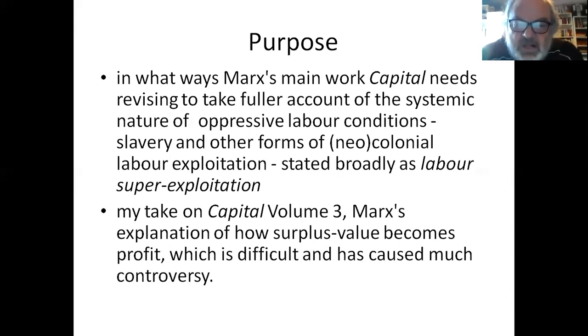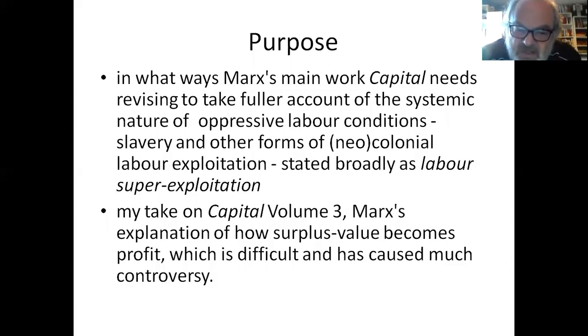My overall purpose for the series is that Marx's main work should take much fuller account of systematic oppressive labour conditions, starting with slavery, but that's just the beginning of a very long story, 500 years and more, of colonial, neo-colonial labour exploitation, which I think is rightly broadly stated as labour super exploitation. That's really my main purpose, to bring those two things together.